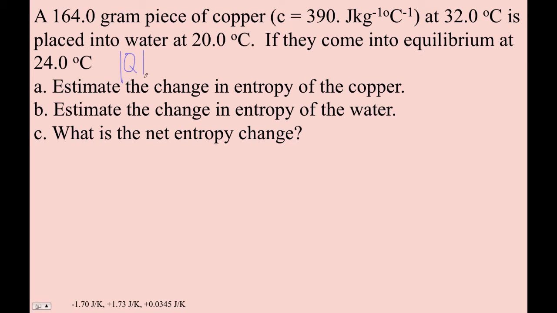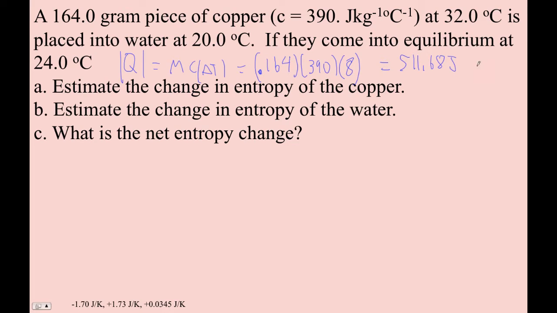Okay, so the first thing I'm going to do is figure out the absolute value of the Q. So that's going to be mcΔT, the absolute value of our temperature change, right? So that is 0.164 kilograms times 390 times, it goes from 32 to 24. So it actually went down 8, but I'm just going to put in 8 to get the absolute value of our heat flow. So 0.164 times 390 times 8, 511.68.